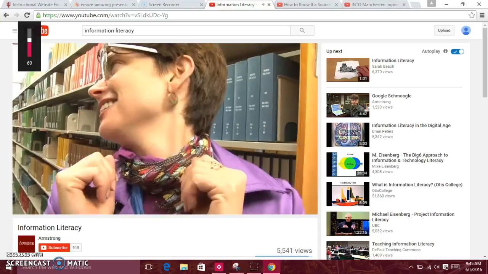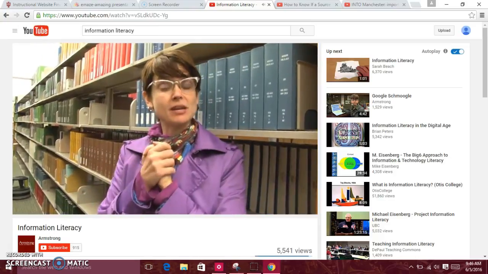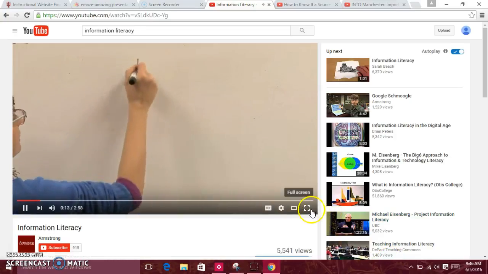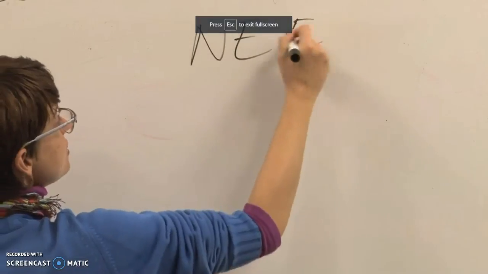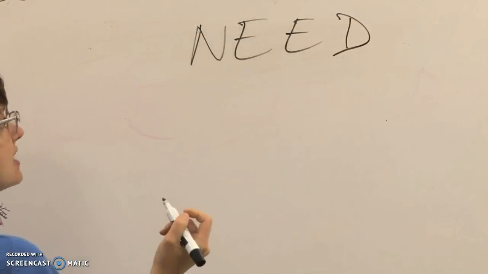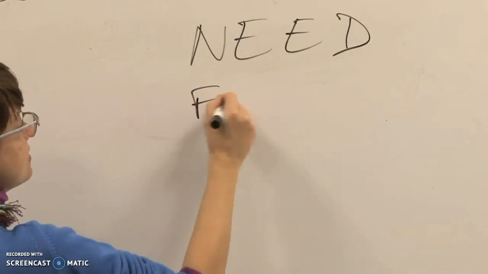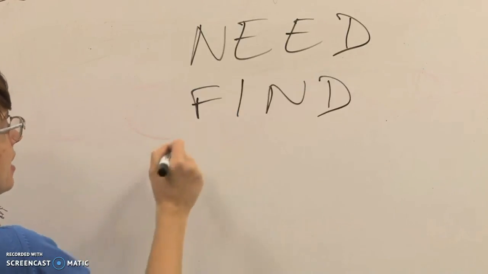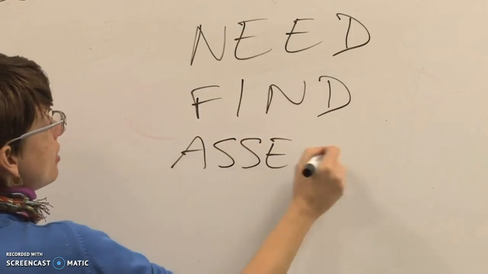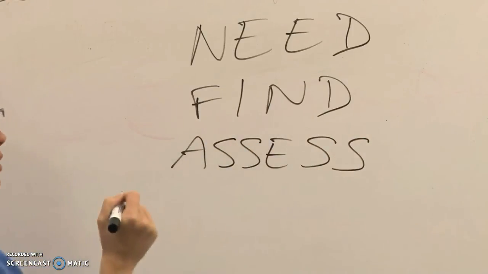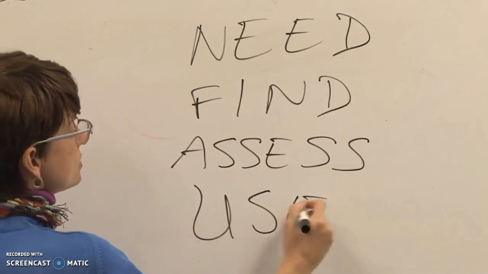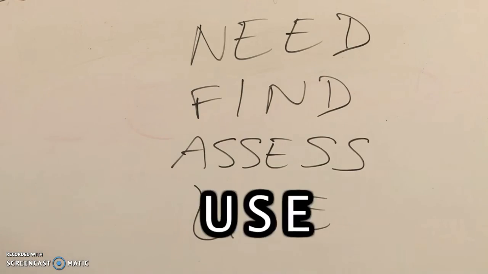Oh, hi. Today we're going to talk about information literacy. Information literacy? Information literacy is the ability to recognize an information need, whether it be personal or academic, find the information appropriate to that need, assess whether or not the information will fulfill your need, and finally, use the information appropriately.